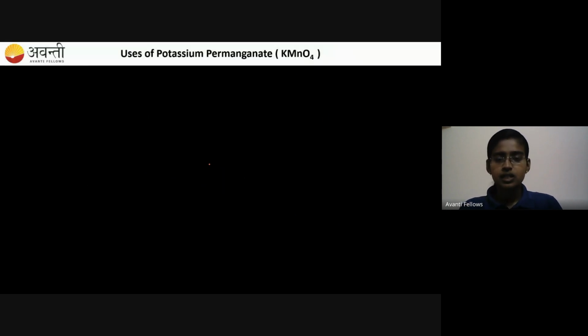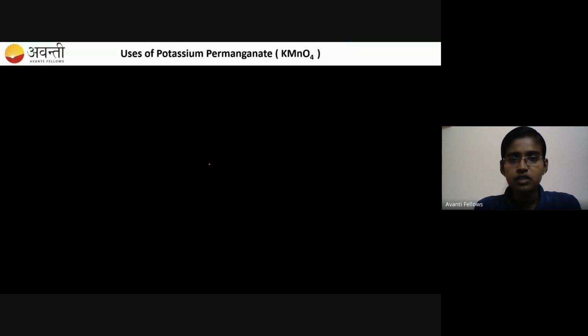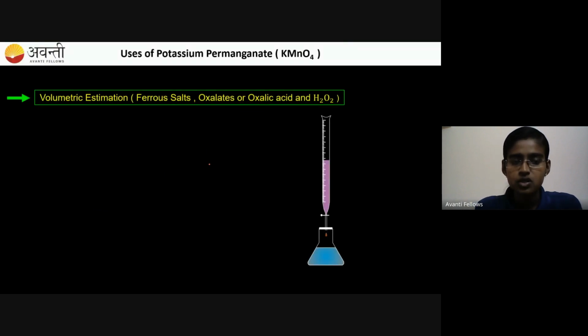I'll go with the uses of potassium permanganate. So these are the reactions under acidic and basic medium which we have to go through properly. So coming to the uses of KMnO4. The first use is in volumetric titration estimation, which you might have done in your school labs. I hope you might have come across this volumetric analysis part in your lab, right? Am I right? If I'm wrong, sorry for that.